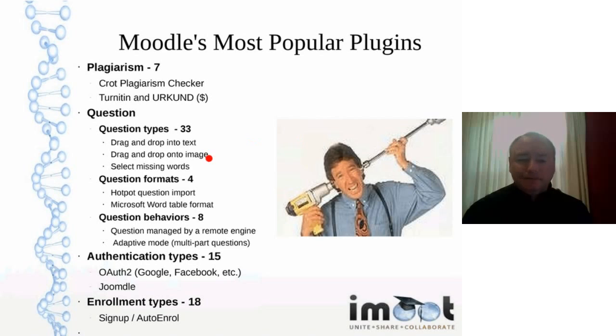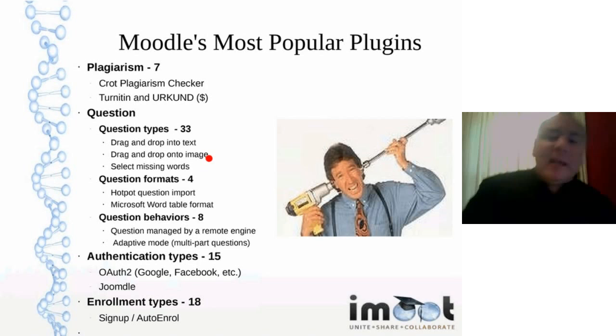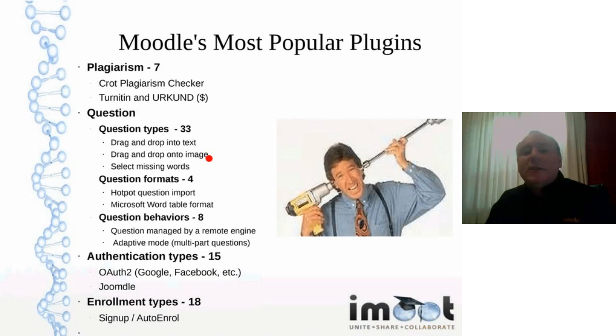Then we get into things like authentication. How do I want my users to authenticate and be able to log into my site? Things like SAML and OAuth 2 provide some options for you. And Joomla provides a single sign-on service. If you have a Joomla website and you want it to be integrated with your Moodle site, there's the Joomla authentication type.